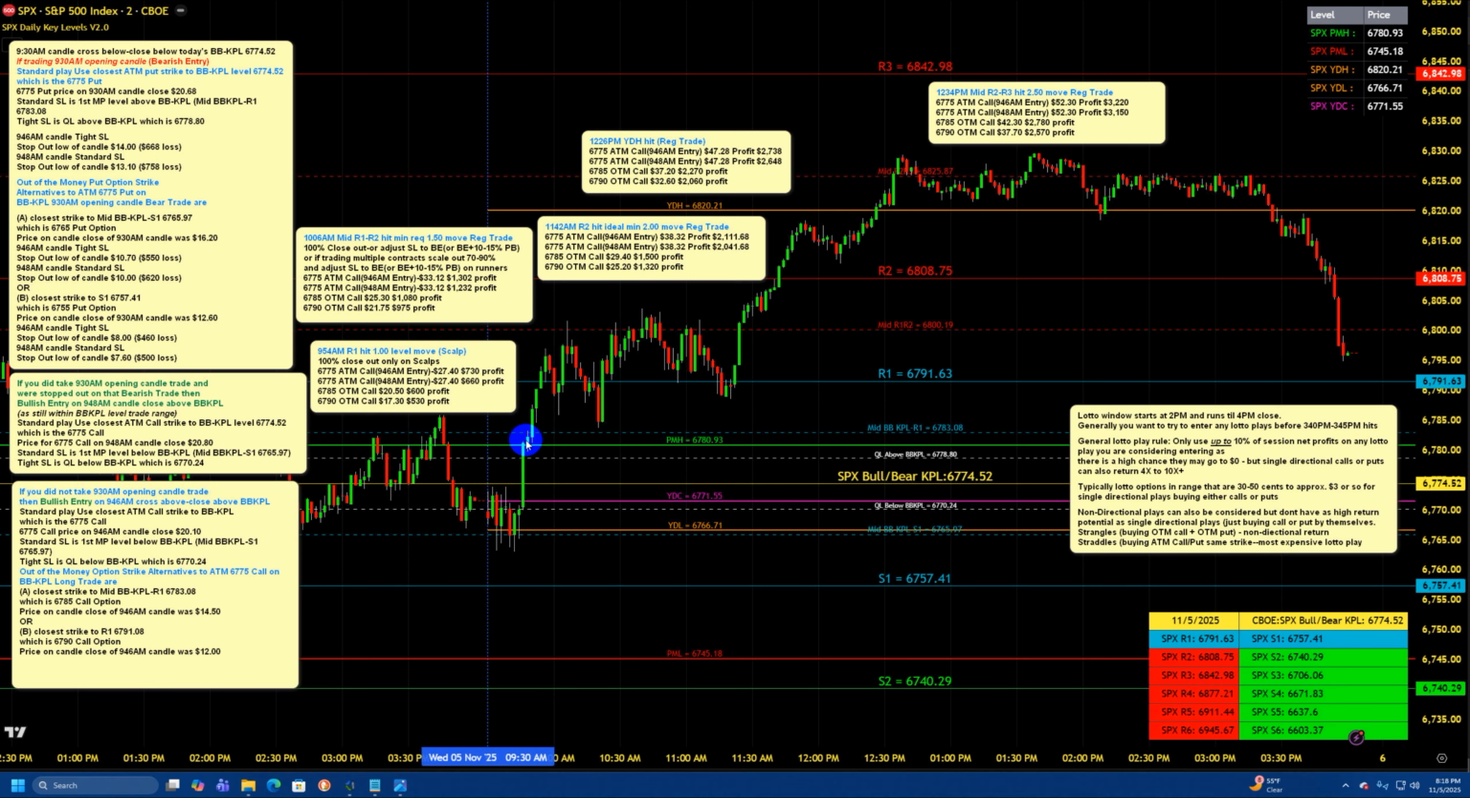So if you got stopped out here, then you could have entered here. If you got stopped out on the tight stop loss, if you got stopped out on the standard stop loss, then you could have still entered here, although this candle is approaching the outer limits of the range, but it's still within range here.